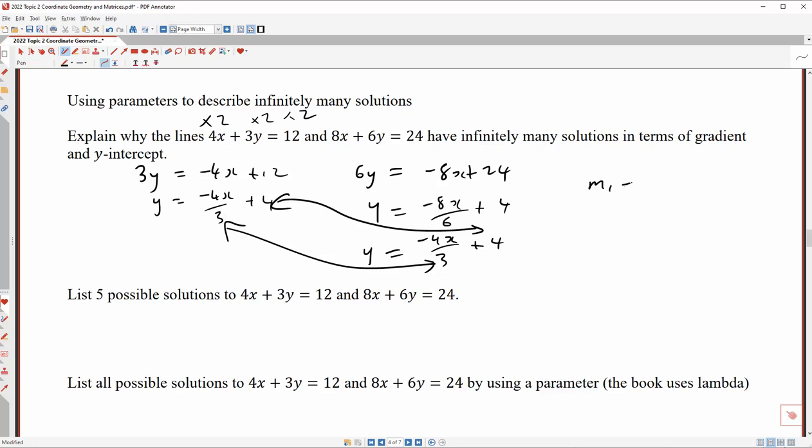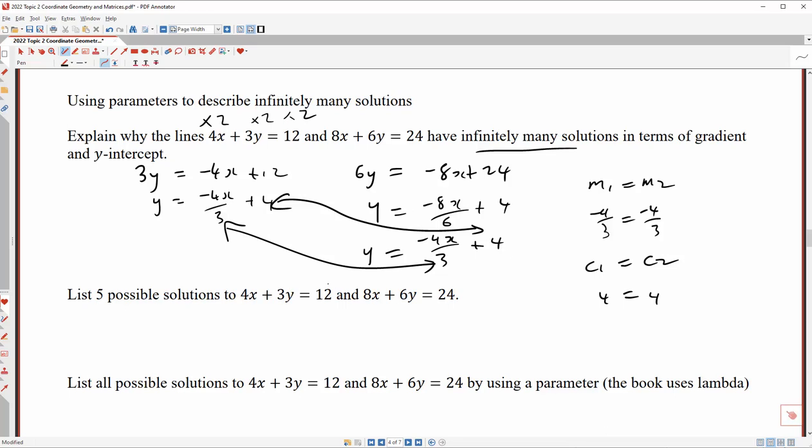So m1 is the same as m2, negative 4 on 3 is the same as negative 4 on 3, and c1 is the same as c2, 4 is the same as 4. So therefore they are the same function, or infinitely many solutions. So 5 possible solutions to this.